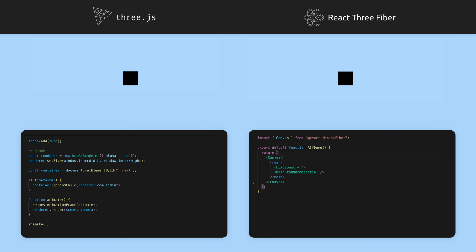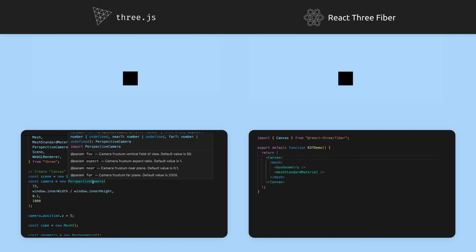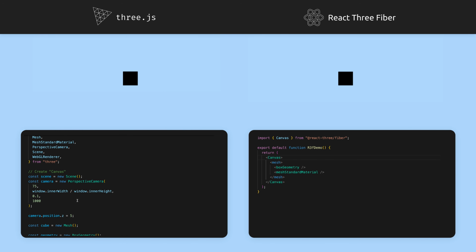So Canvas is creating a scene for us. What about the render loop? They are also doing that. So this animate, request animation frame, that's all being handled within this Canvas component. We don't need to worry about that. Okay, what about cameras? So cameras, again, we're explicitly creating that on the Three.js side. On React 3 Fiber, the camera, again, is being created for us within the canvas.